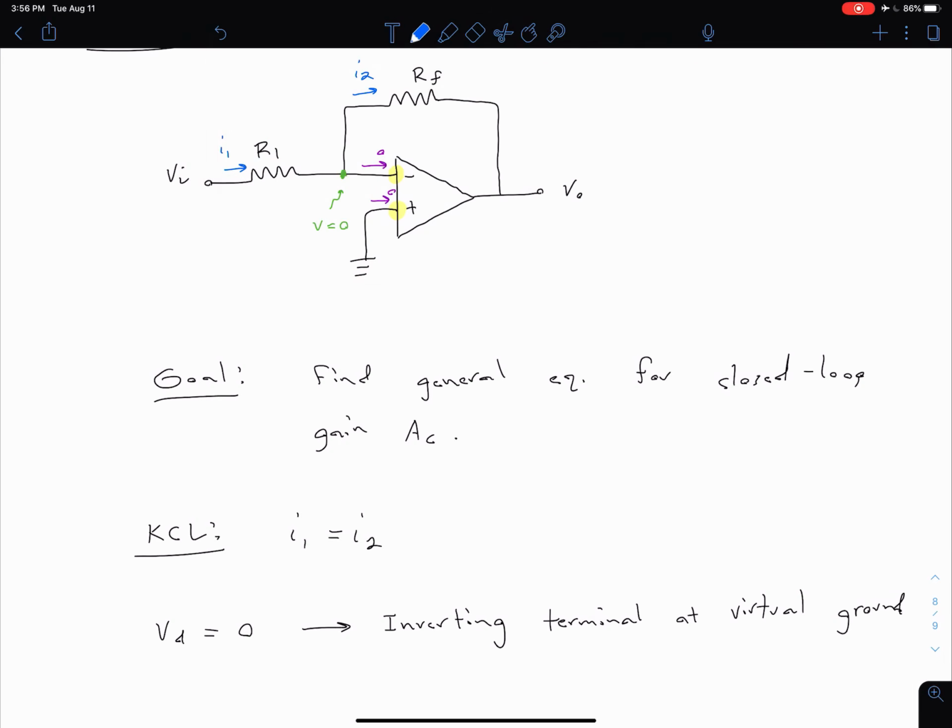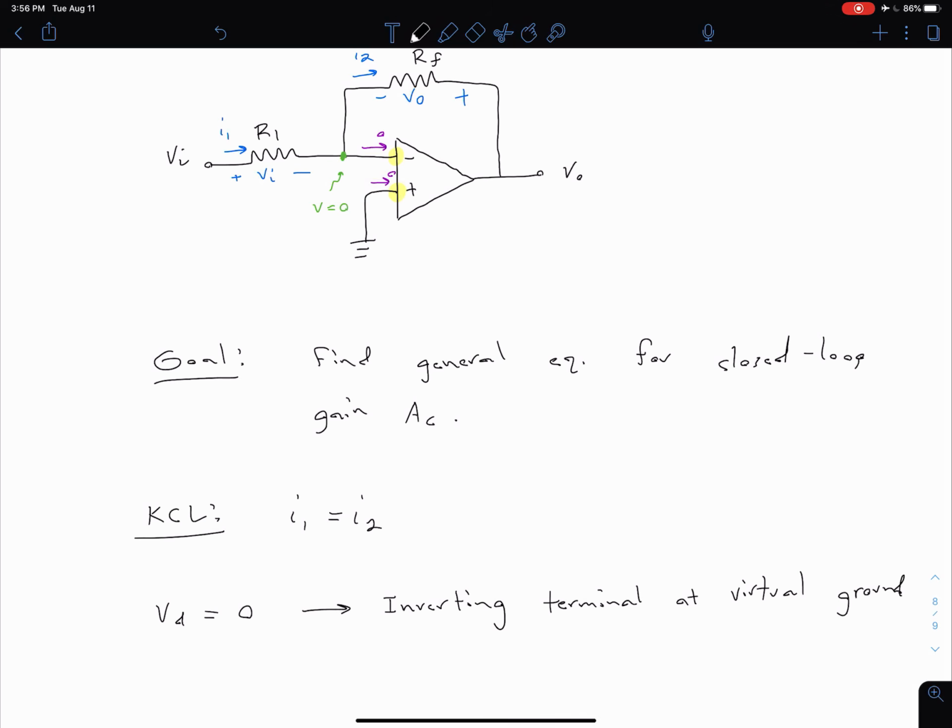We could draw out our more detailed voltages with polarities if that's helpful. We could write this as VI, and we could write this as V out. Of course, now we can use Ohm's law to write our currents in terms of the voltages. Our I1 is just going to be equal to VI divided by R1. And then our I2 is going to be equal to negative V out over RF.